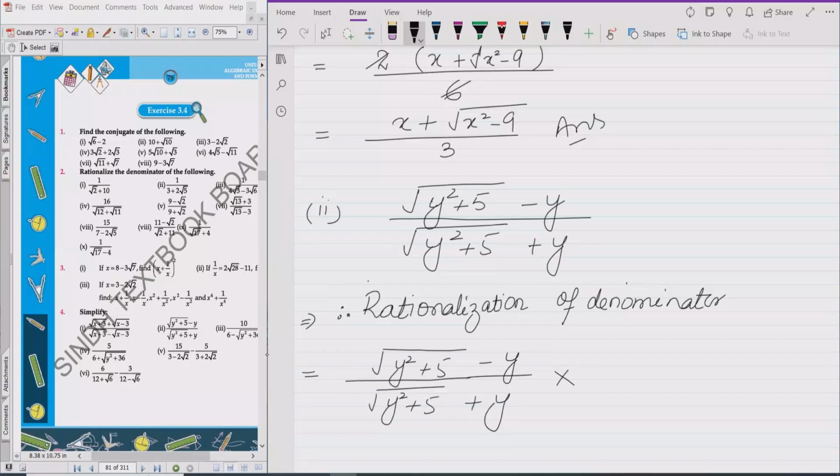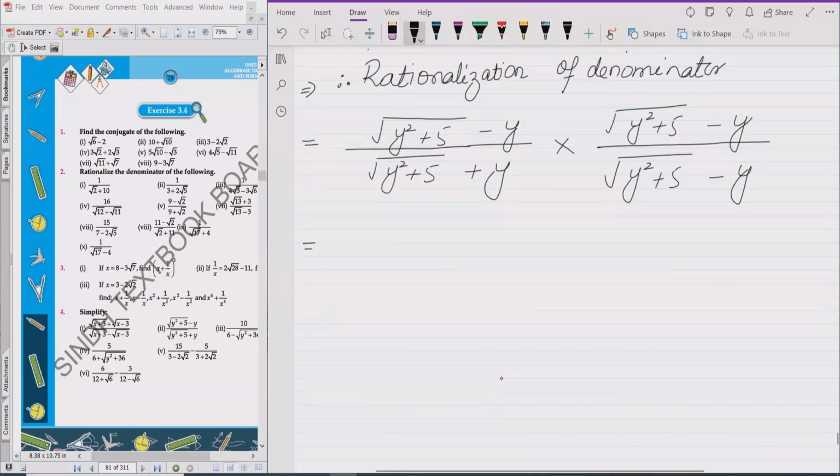Now we will do the rationalization. So what we will do is multiply and divide by the conjugate of the denominator expression, right? So this one's conjugate is √(y²+5) minus y, right?